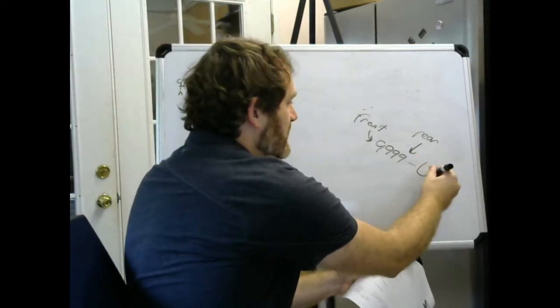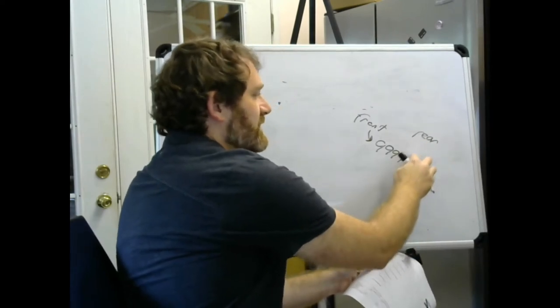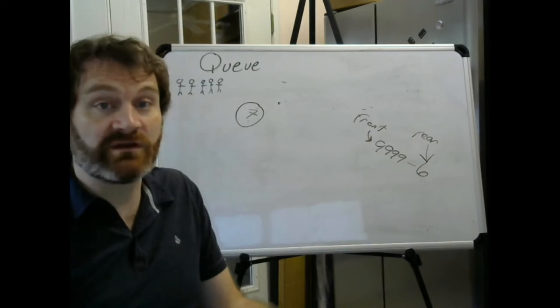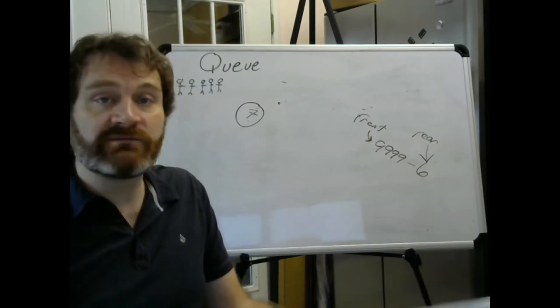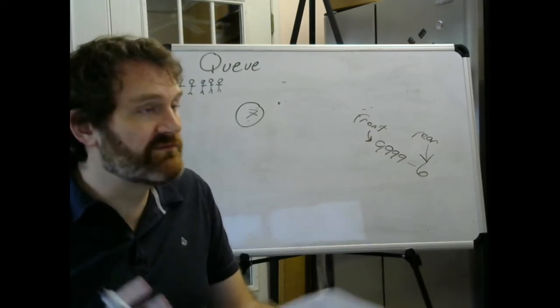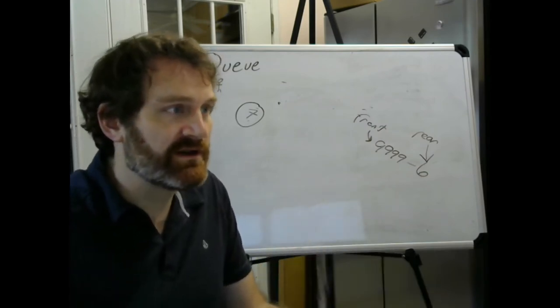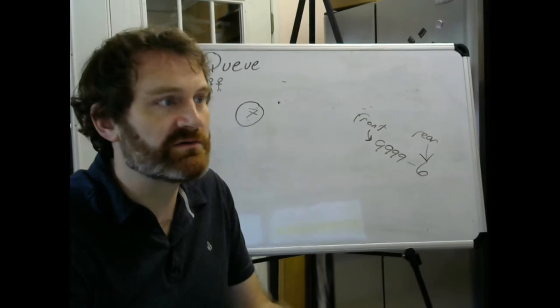Number 6 is going to get in line behind 9999, and then we update the rear to point to 6. Okay? So that's it for a queue. Conceptually, very simple, right? No big deal. You are going to have to implement a queue in code.